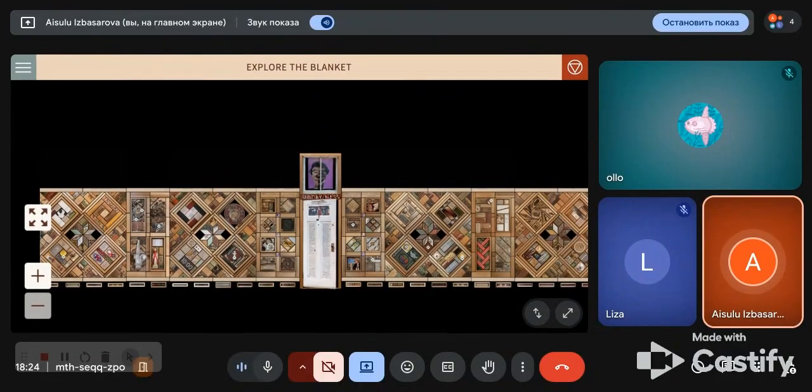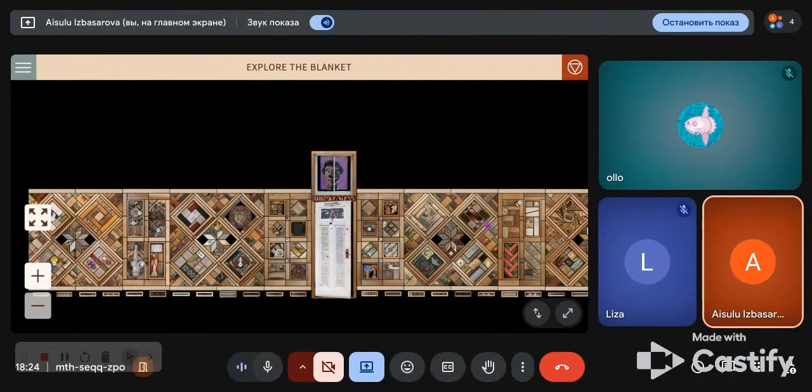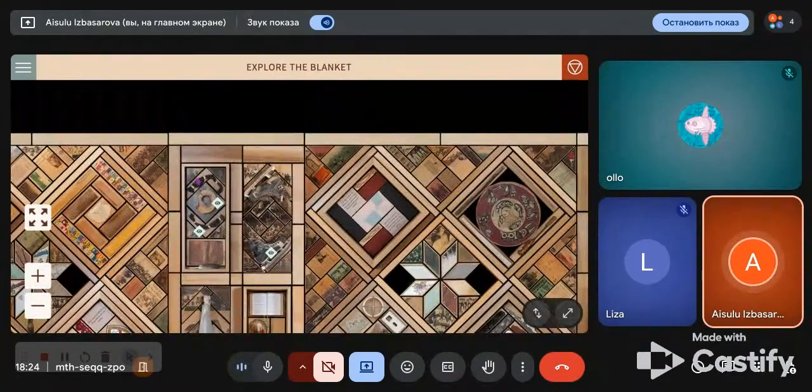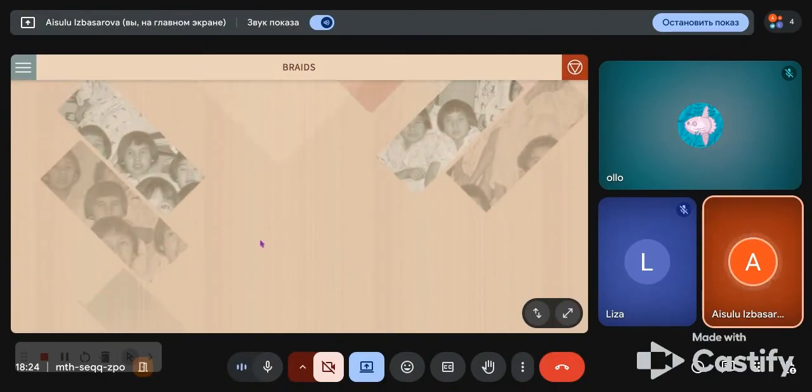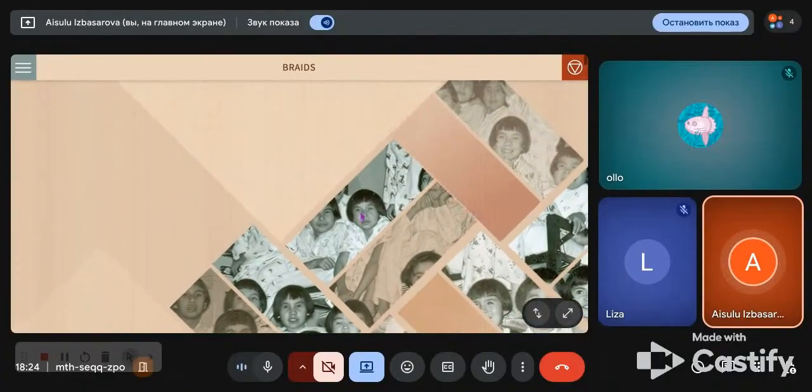So, okay, here is the source that I used. This is the witness blanket that the Canadian Museum for Human Rights provided me. You can look up and click on anything you would like to read about and the real story behind it. For example, I want to click on those braids, right? This hair. And you click explore the story and you just read the story behind this.